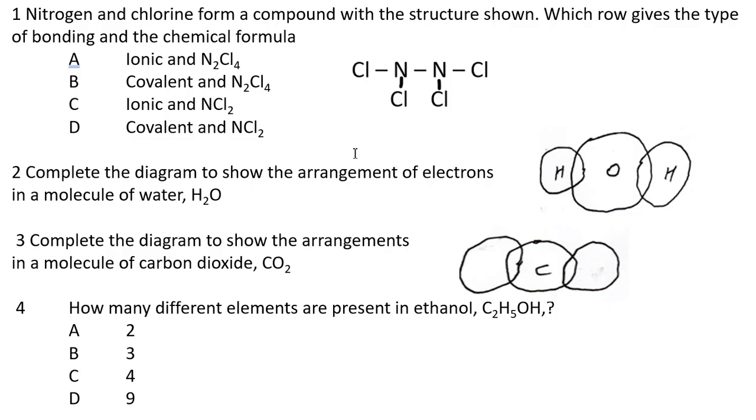For number 2, complete the diagram to show the arrangement of electrons in a molecule of water, H2O. You will almost certainly remember by now. Oxygen in group 6. 6 outside electrons. Hydrogen with only 1 electron. And from there on, you can figure out what needs to be shared so that both oxygen atoms and hydrogen atoms get full stable outer shells.